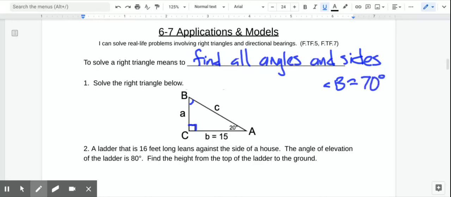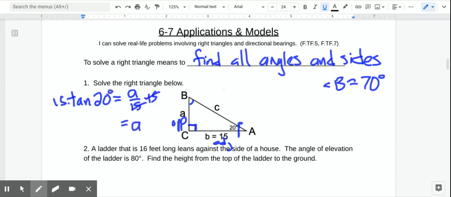Next, we need to find sides A and C. It doesn't matter which ones we find next. I'm going to find side A. I can't use the Pythagorean theorem because I don't have enough sides, but I do know that this is a 20-degree angle, and this is the opposite side, and I know the adjacent side. So tangent uses opposite and adjacent, so I can say the tangent of 20 is A over 15, and then I'm going to multiply both sides by 15. We're in degrees now, so make sure your calculator is in degree mode, and 15 times the tangent of 20 is right around 5.5. So we know that side A is 5.5.